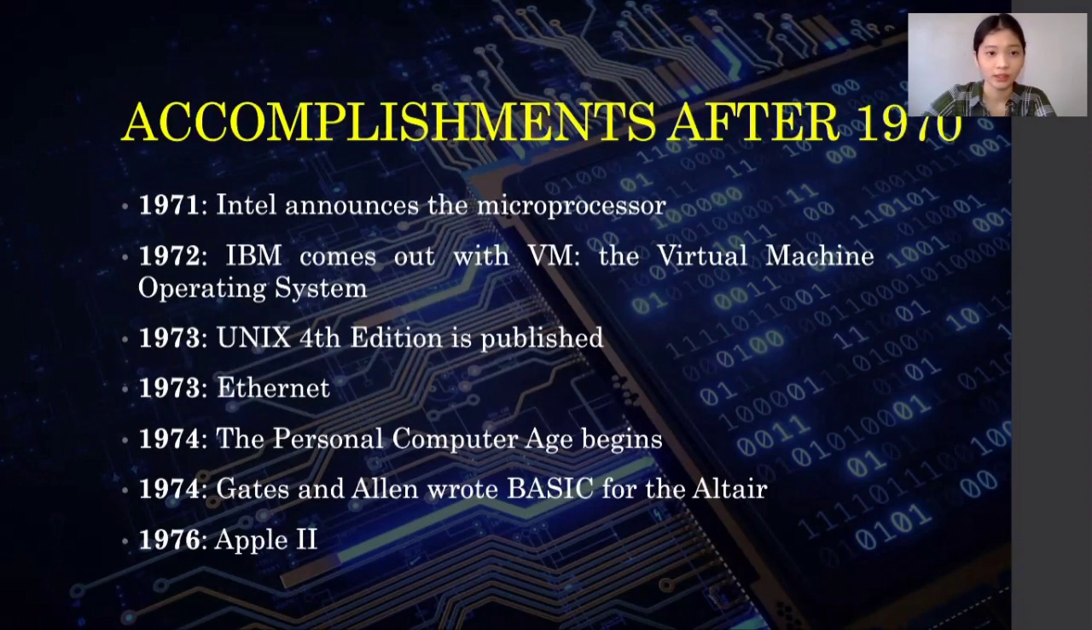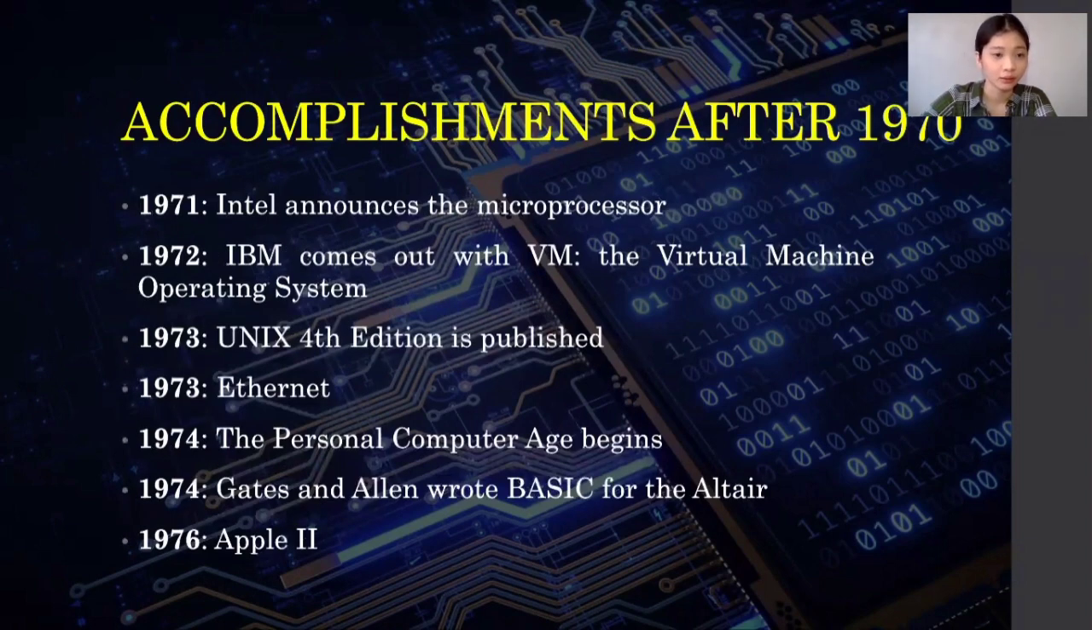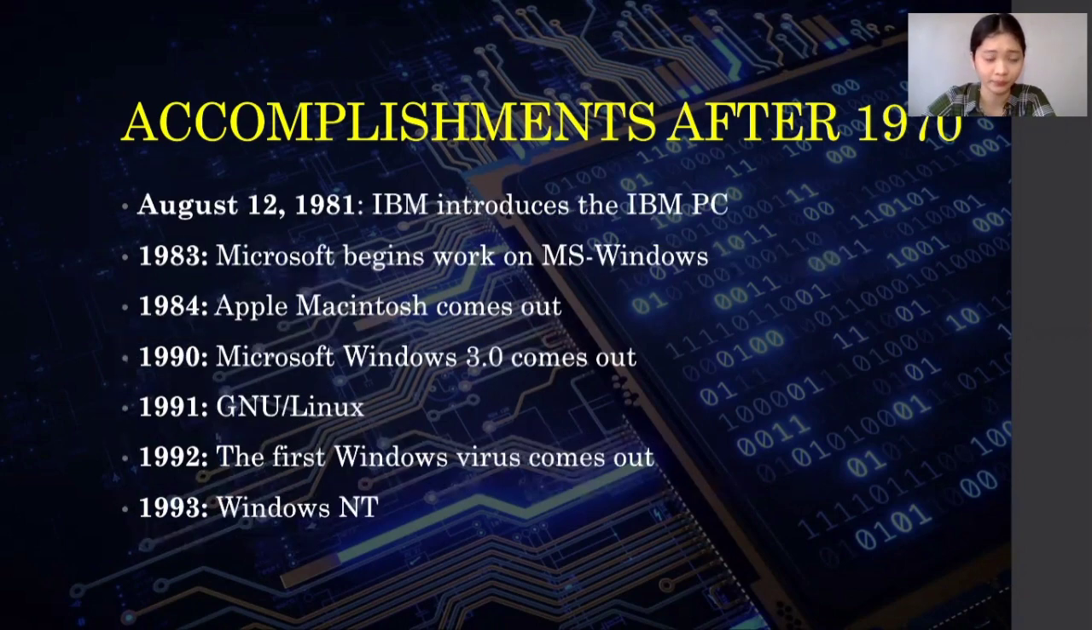So these are the accomplishments after the year 1970. We have 16 accomplishments listed. First, in 1971, Intel announces the microprocessor. 1972, IBM comes out with VM, the virtual machine operating system. 1973, Unix 4th edition is published. 1973 also, we have Ethernet. 1974, the personal computer age begins. 1974, Gates and Allen wrote BASIC for the Altair. 1976, Apple II.